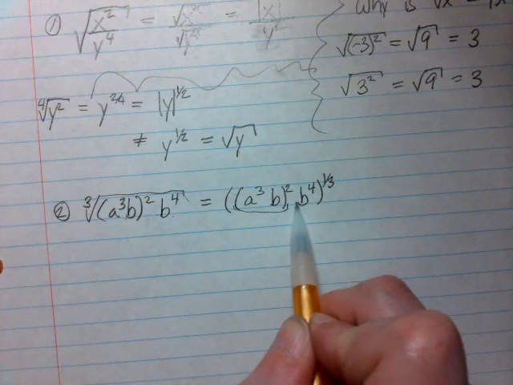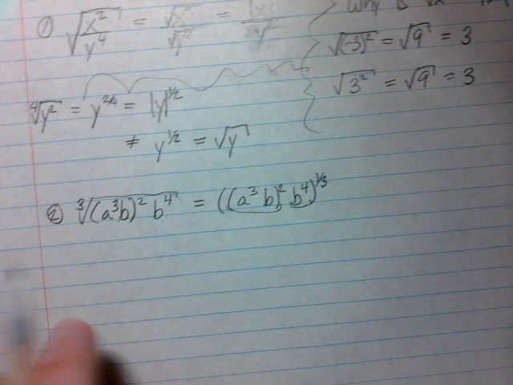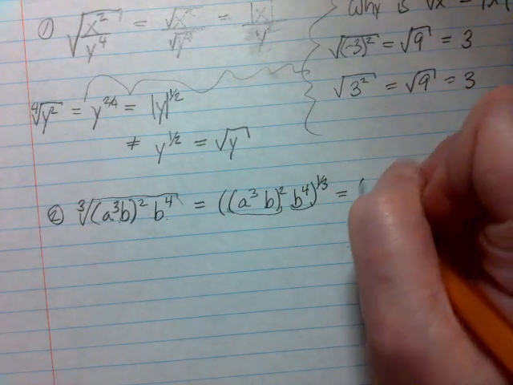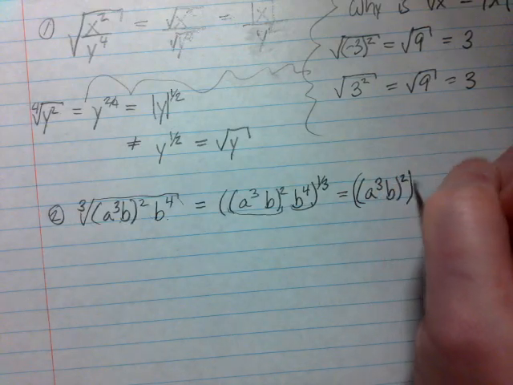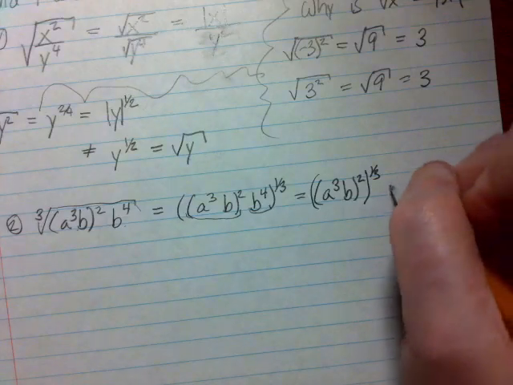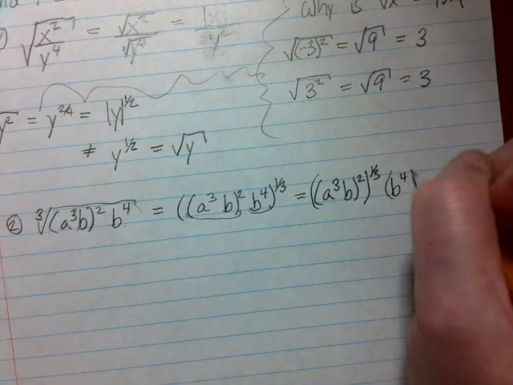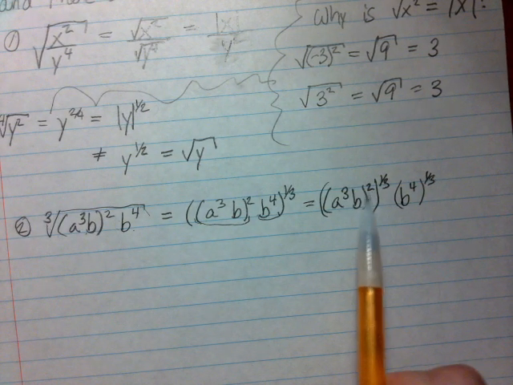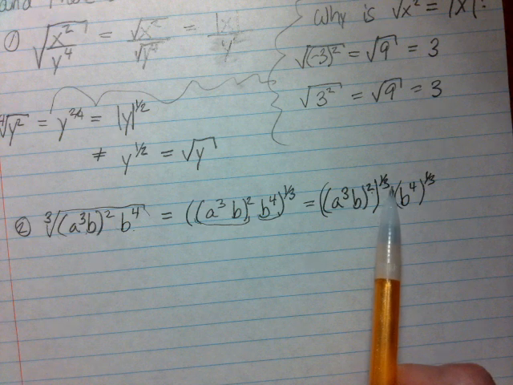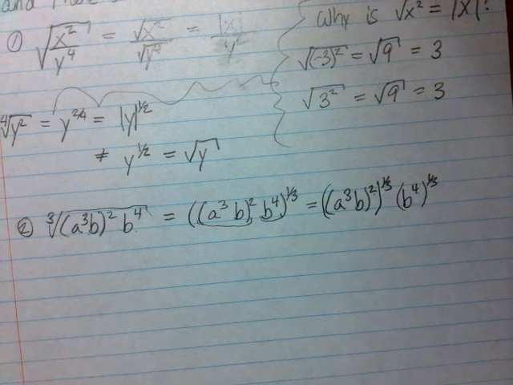This is one factor. This is another factor. They come with their powers on. So this is a cubed b squared, and then that's being raised to the 1/3. And then I have b to the 4th, and that's being raised to the 1/3. So I'm going to multiply this 2 power times this 1/3 power, and this 4 power times this 1/3 power.